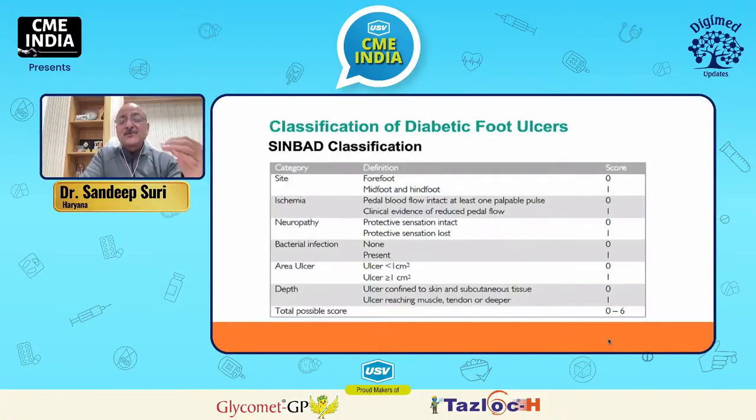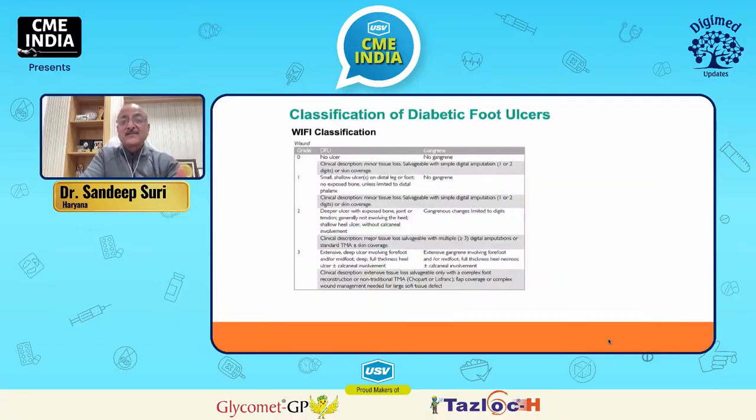SINBAD classification looks at site of infection, whether the ulcer is in the forefoot or midfoot, ischemia, neuropathy, bacterial infection, none or present, ulcer area less than 1 centimeter square or more than 1 centimeter square, and depth of ulcer. The possible score is 6. So this is the SINBAD classification, but more important is the WIfI classification.